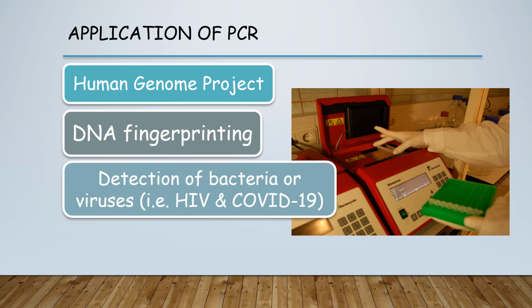And one that's really prevalent at the moment, detection of bacteria or viruses. So detecting the presence of the coronavirus is something that PCR is used for right now. Samples that have been taken from potential people that have the virus are then amplified using PCR. So then they can identify the strands of DNA that have come from the virus.